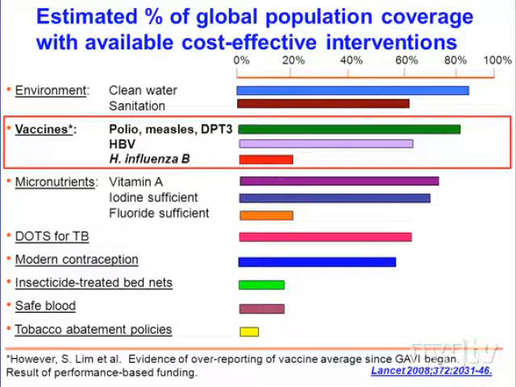Insecticide-treated bed nets is only 20% of the areas that need bed nets for preventing malaria are getting them. Safe blood is only about 20% or less, and tobacco abatement policies is like 5%. So it's amazing, although tobacco use peaked about 10 years later in the developing world than in the developed world. It's beginning to come down, but only about 5% of countries have tobacco taxation policies.